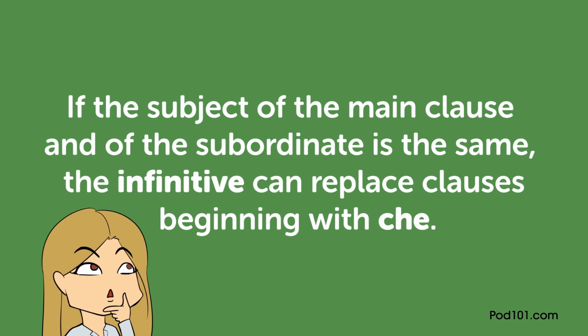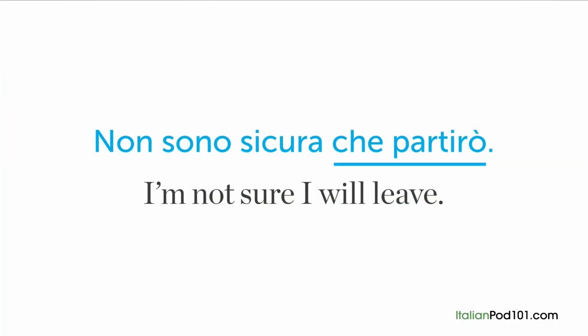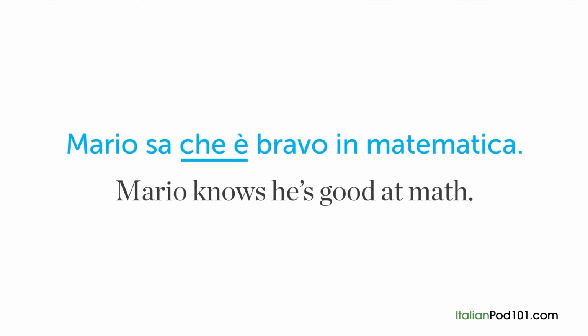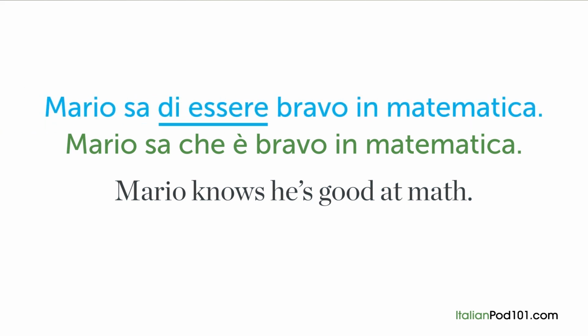If the subject of the main clause and the subordinate is the same, the infinitive can replace clauses beginning with che. Sounds complicated. Look at these examples. Non sono sicura che partirò. I'm not sure I will leave. You can say, non sono sicura di partire. Mario sa che è bravo in matematica. Mario knows he's good at math. You can say, Mario sa di essere bravo in matematica.